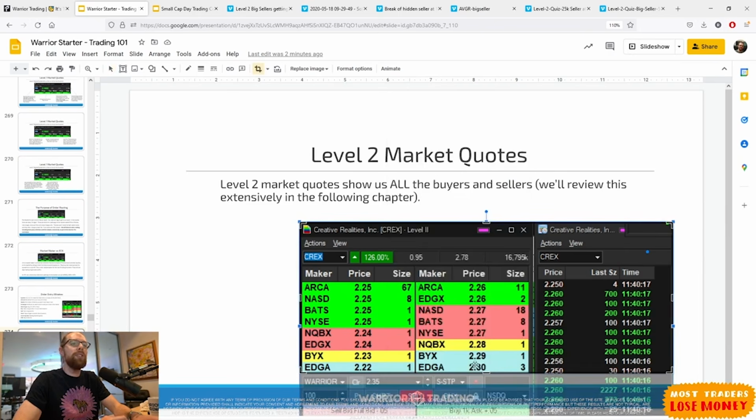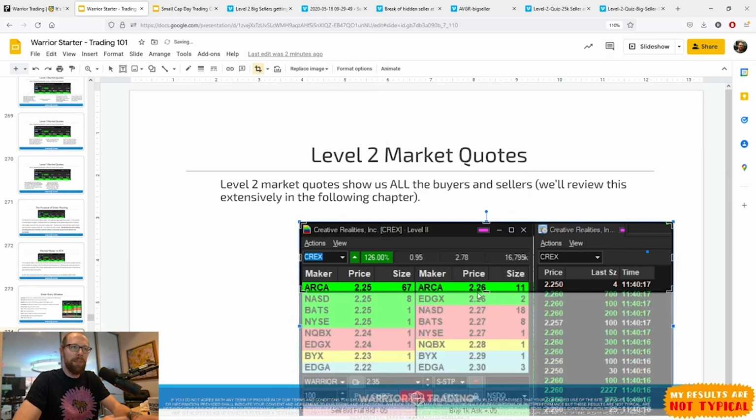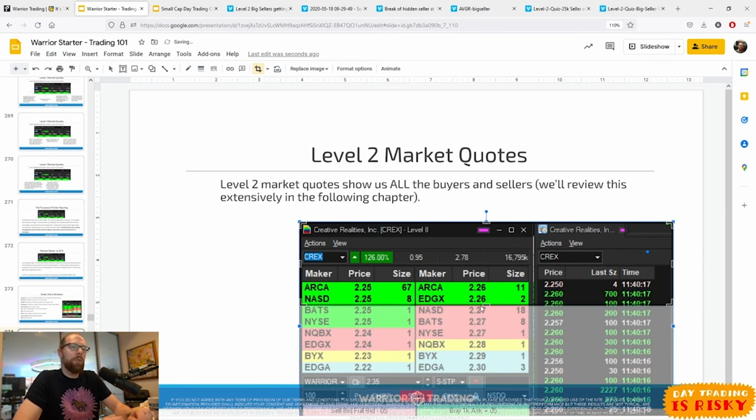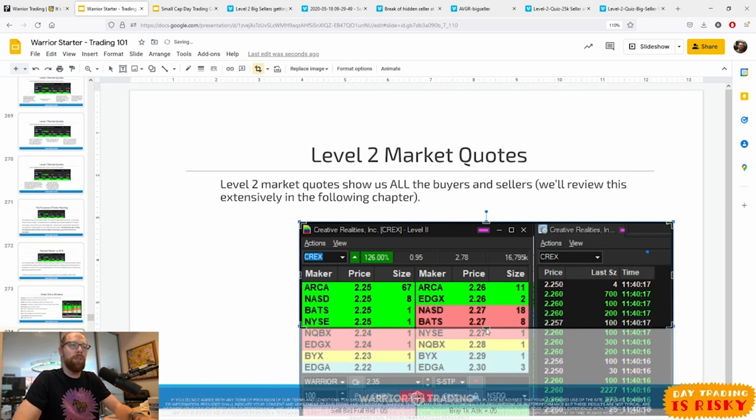That's level 1 data. Now, level 2 data is when you can go ahead and see not just the first depth of the market, the best buyer and the best seller, but you go one row down. Now, one row down, you see, well, hold up, there's actually 2 buyers at 225. One is for 6,700 shares, the other's for 800, and there's actually 2 sellers at 226. Well, what if we go another row down?